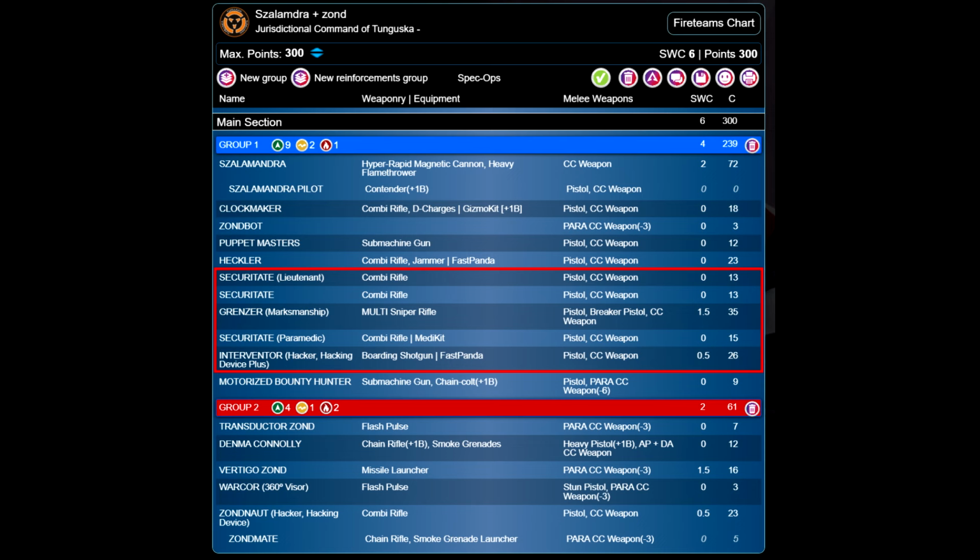Now on to the Heckler and the Vertigo Zond, which enable the Interventor and the other hackers to make the guided missile strike work. That's why the Vertigo Zond is here, pretty much exclusively to strike people and provide an order to Group 2. Heckler is also a warband and skirmisher killer with that jammer and combi rifle, but I think in this list, if the Granzer and the Salamandra can't really assault it, the Heckler could come in and throw down the Fast Panda and set up a strike.